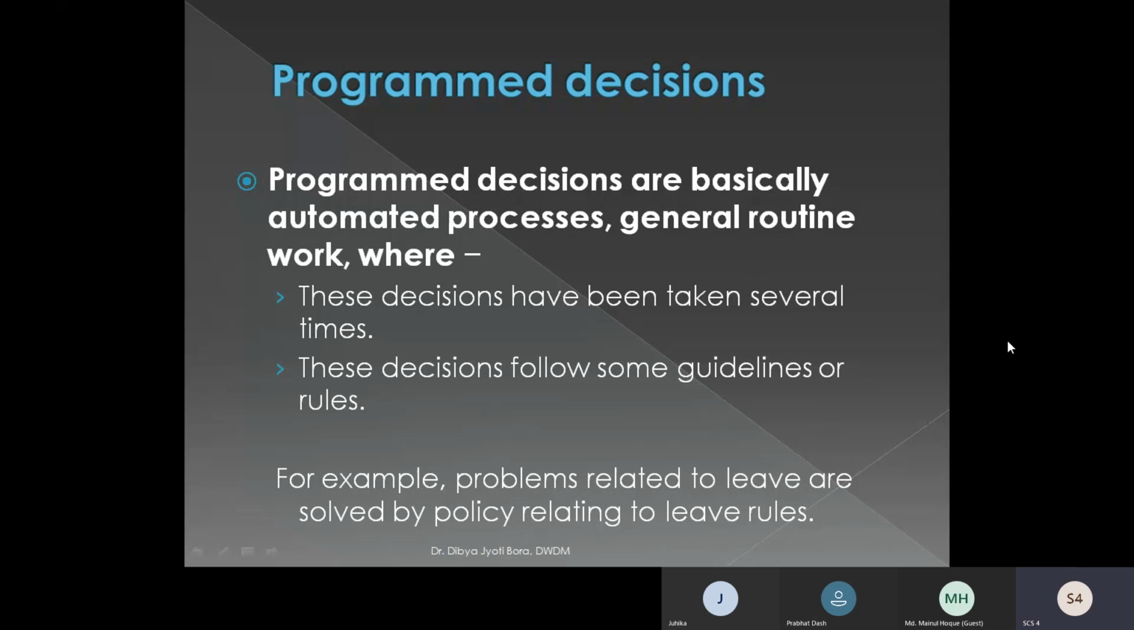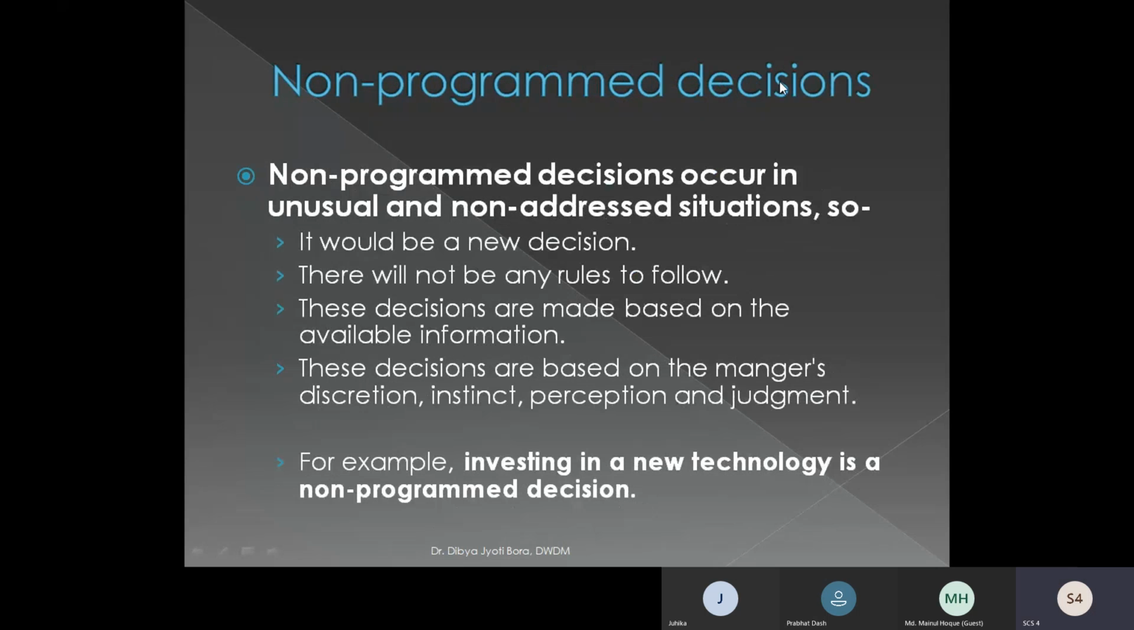Well, then non-programmed decisions. What is that? The opposite case, I have also explained with the help of that example, that it occurs in unusual and non-addressed situations. So it is totally a new decision. There will not be any rules to follow. These decisions are made based on the available information. These decisions are based on the manager's discretion, instinct, perceptions and judgment.